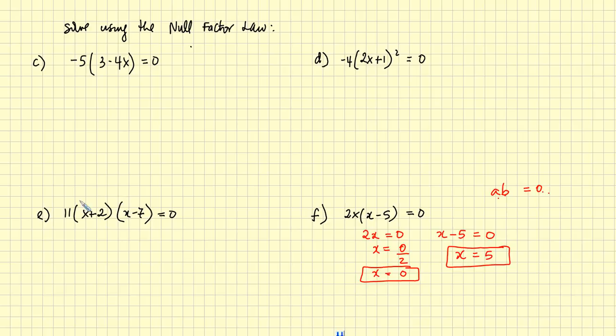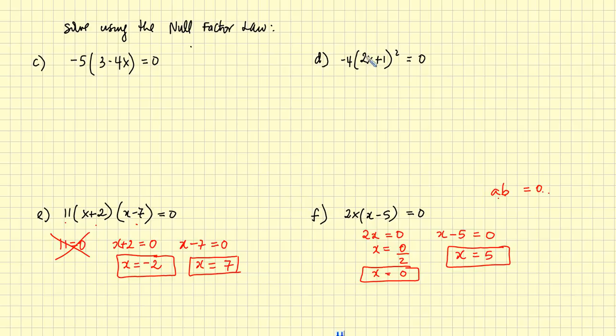Now, let's look at E. So I could have either 11 is equal to 0, x plus 2 is equal to 0, and x minus 7 is equal to 0. These are all multiplied to each other. Now, 11 equals 0 doesn't give me anything because 11 does not equal 0. But x plus 2 equaling 0 allows me to bring the 2 over to the other side and isolating for x so that x equals negative 2. And if I have x minus 7 equaling 0, well again, I bring my negative 7 over to the other side and I get x equaling positive 7. So my answer is either x equals negative 2, or x equals 7.